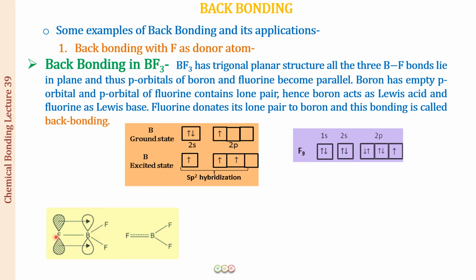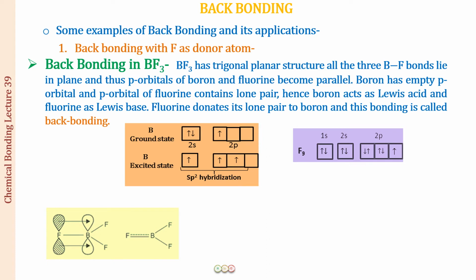It has 6 electrons, and the moment this bond is formed, the molecule is going to become stable because boron will also have its octet complete, right? So what do we have? The p orbitals of boron and fluorine become parallel to one another. Boron has an empty p orbital and the p orbital of fluorine has a lone pair. Hence boron acts as the Lewis acid and electron acceptor, and fluorine acts as a Lewis base and electron donor. The fluorine donates its lone pair to boron and this bonding is called back bonding.